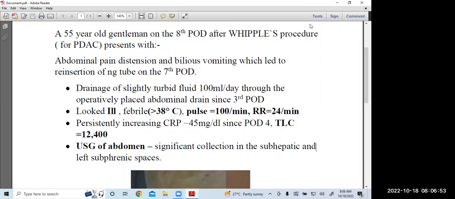So how do you define pancreatic fistula? Define pancreatic fistula.